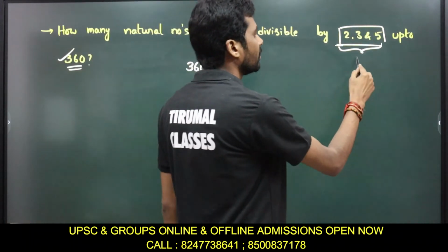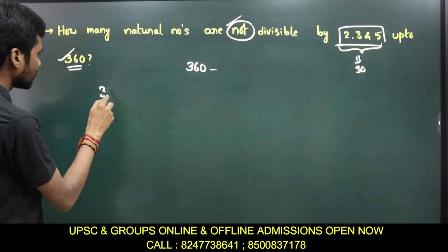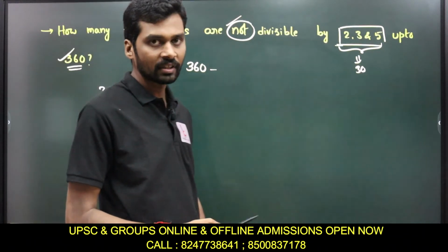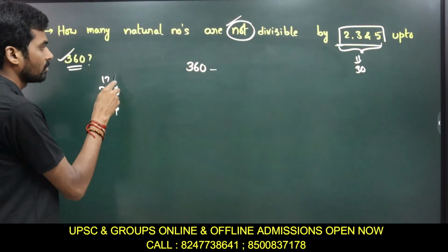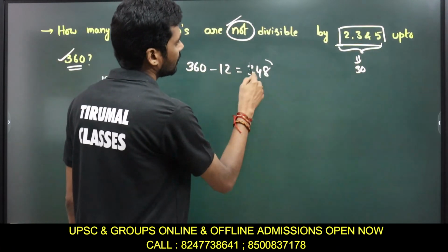So what is the condition? We have to take the LCM. So tell me how many numbers up to 360 are divisible by 30. Since the numbers are from the start to 360, we can simply divide by 30. So the value is 12. So 360 minus 12 is what? 348.